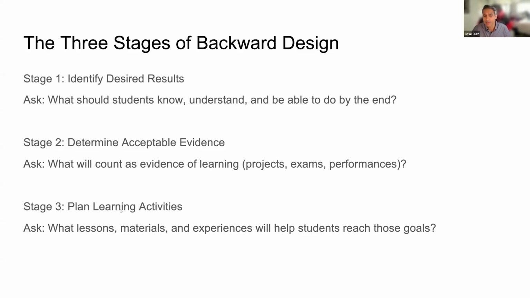And then step 3, the last step, is to plan the learning activities. What lessons, materials, and experiences will help students reach those goals? Usually, this is the first thing that we do when we start designing a course. That's more of the forward design: let me just start building stuff and put it into the course. So this is really the outline of backward design: identify your desired results, determine acceptable evidence, and then plan learning activities.